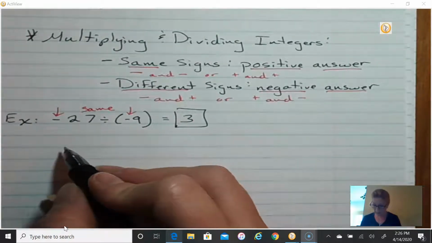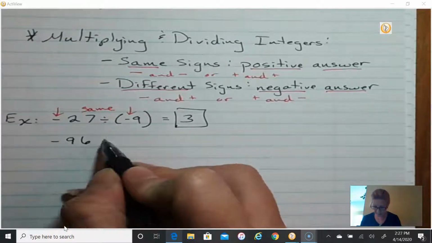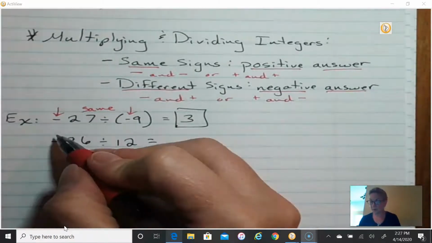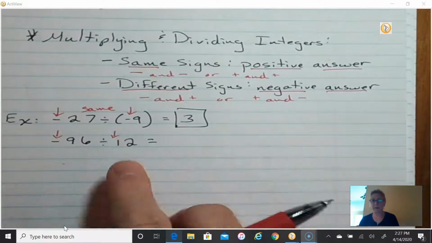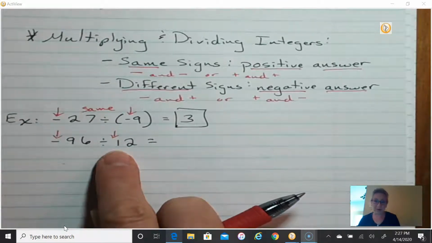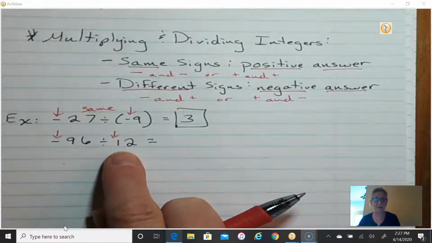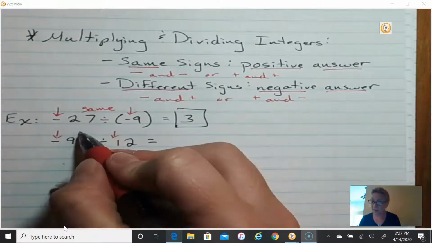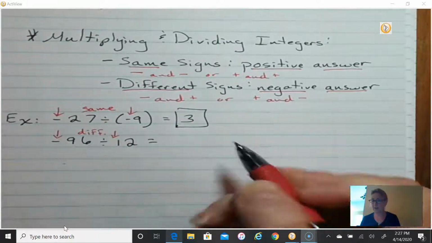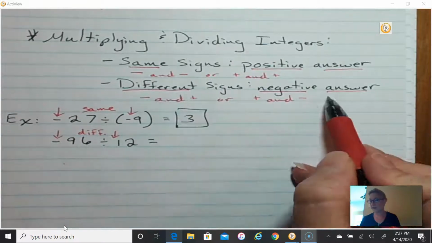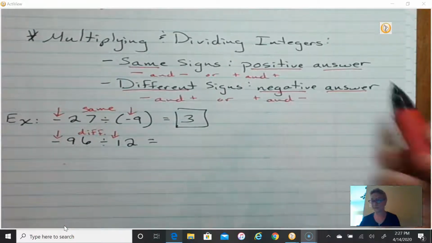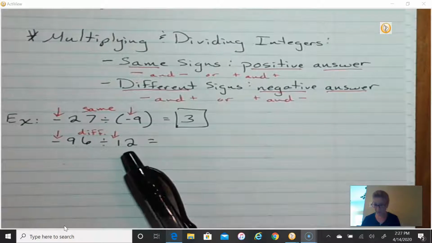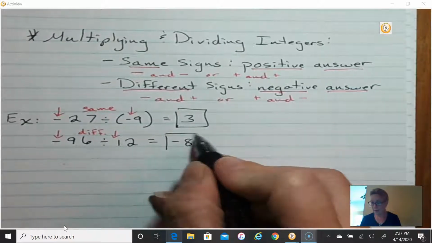All right, if I have a negative 96 divided by a positive 12, we have a negative and a positive. If you do not see a plus sign or a negative sign in front of the number, then you just assume it's positive. So in this case, you have different signs. So if the signs are different, you will have a negative answer. So negative 96 divided by positive 12 is negative 8.